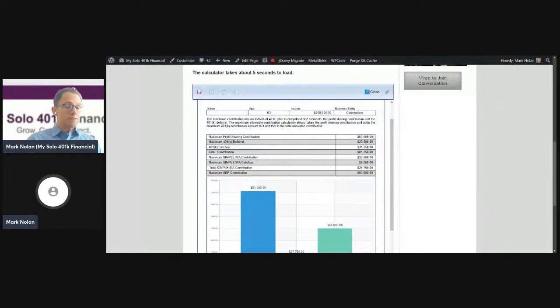So then you could still do the employer Roth 401k contribution of $50,000, and then you could do the full super catch-up contribution of $11,250 for a total of $61,250 in contributions and Roth contributions. So in short, there's different ways to do calculations based on whether you're contributing to your daytime job 401k or if you have a 403b that you contribute to.